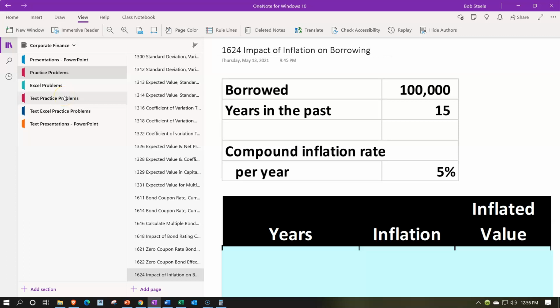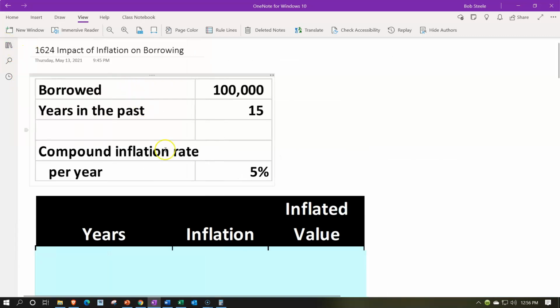Same name, same number, but with transcripts that can be translated into multiple different languages and either listened to or read in them. Closing the icon, information up top, calculations on down below. The scenario is we're imagining we borrowed $100,000 15 years ago. Compound inflation rate per year is about 5%. So we want to think about the impact of inflation on borrowing.